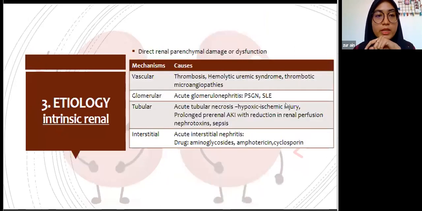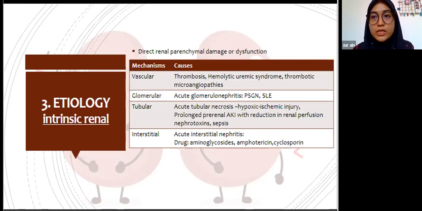Okay, so next is intrinsic renal AKI. In intrinsic renal AKI, it includes a variety of disorders. Many disorders can lead to intrinsic renal AKI. But basically, what all these disorders do is cause direct damage or dysfunction to the parenchyma itself. So it can be divided into many origins such as vascular, glomerular, tubular, and interstitial.